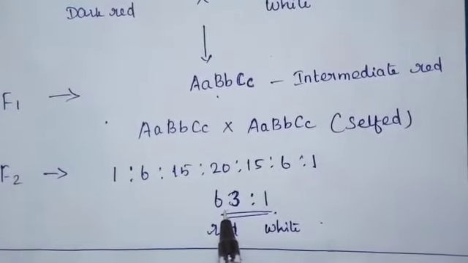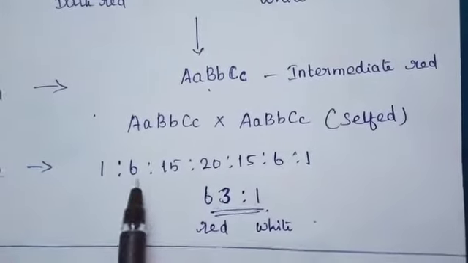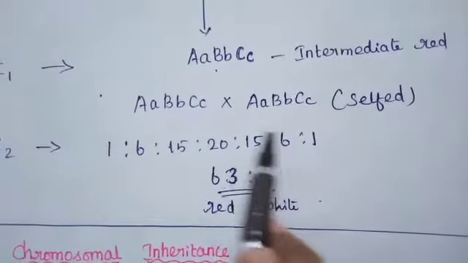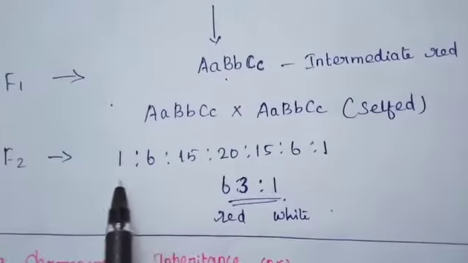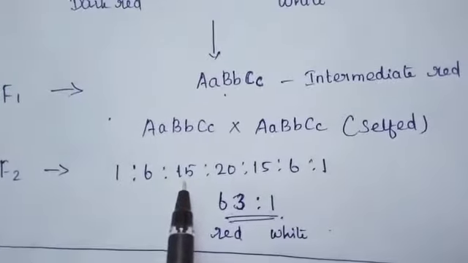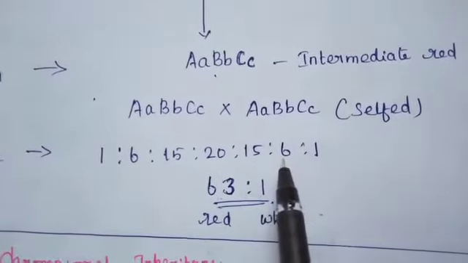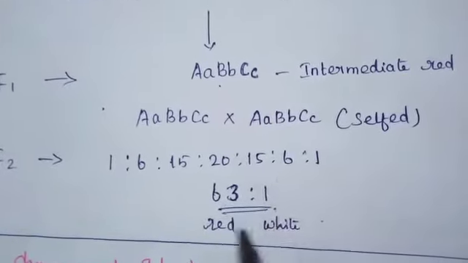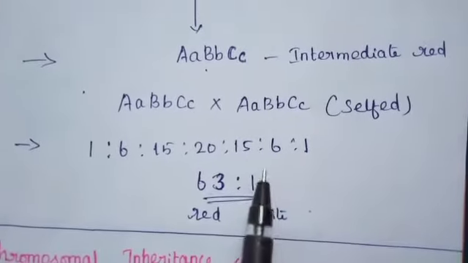Many shades of red in color. One is white color. Here 1 is to 6 is to 15 is to 20 is to 15 is to 6 is to 1. This is the ratio of this polygenic inheritance in wheat kernel. So 1 dark red, 6 moderate red, 15 red, 20 intermediate red, 15 light red, 6 very light red, 1 is white. So in this result, the blending inheritance was not taking place.